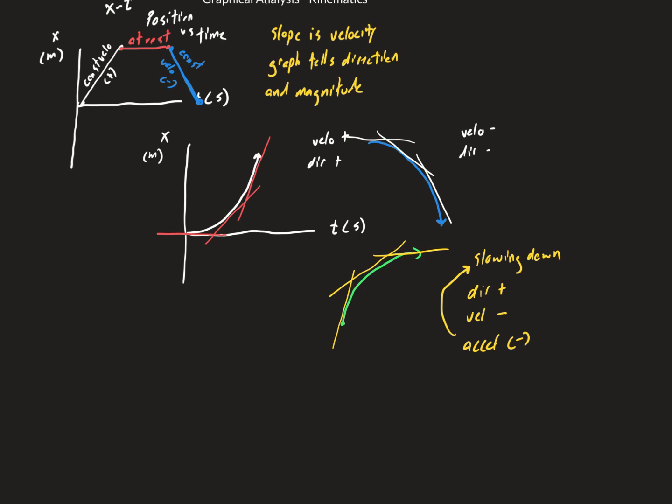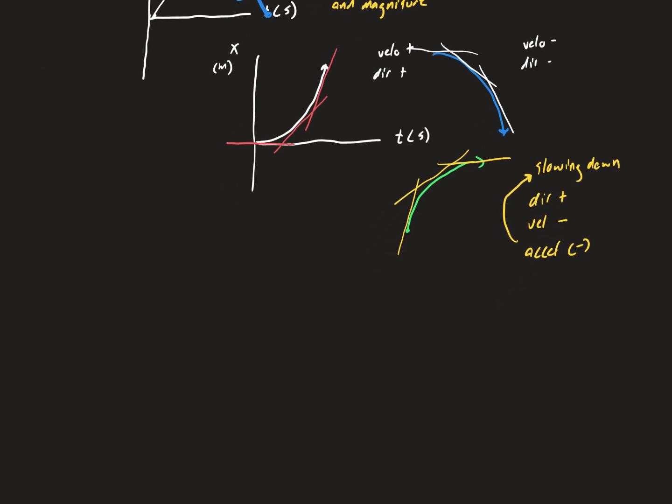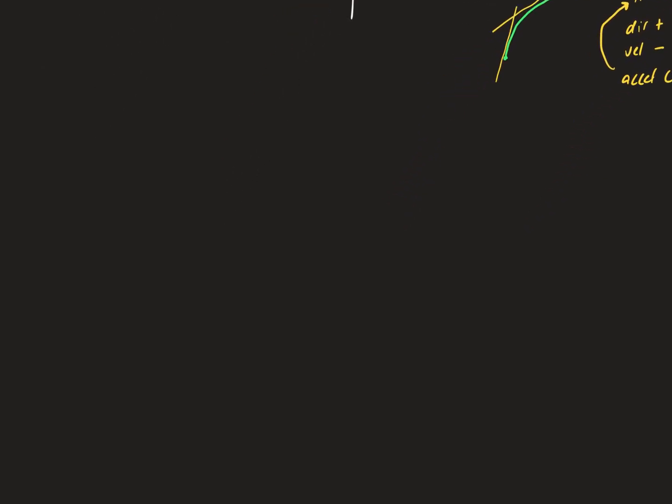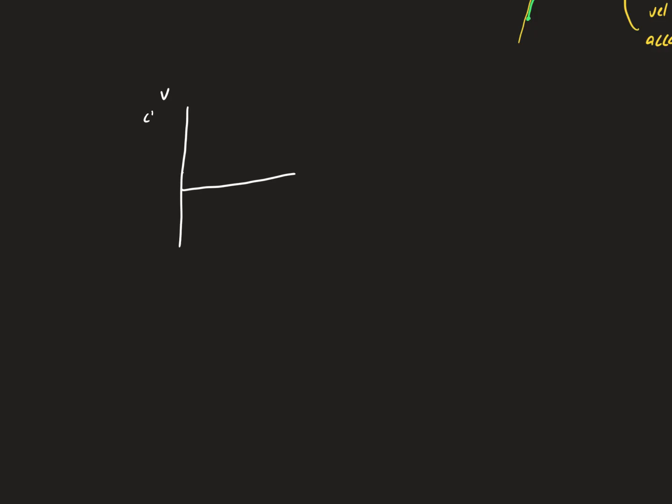All right, so there's position versus time. Let's take a look at what velocity versus time looks like with these ideas. A velocity versus time graph is just kind of like it says. Velocity is going to be in meters per second, and time, once again, is in seconds. The slope is acceleration, and the graph tells the direction and magnitude.